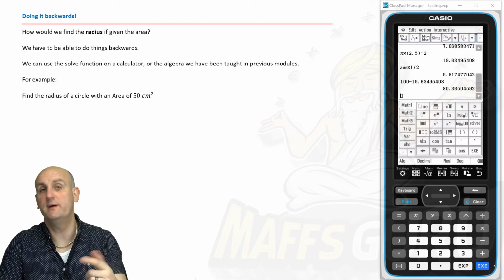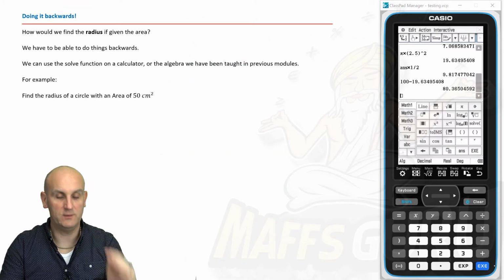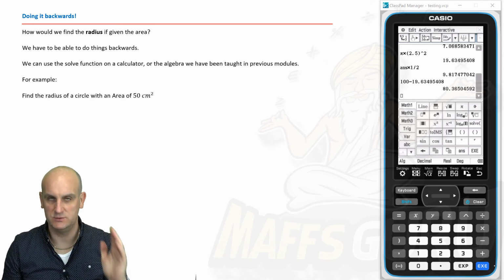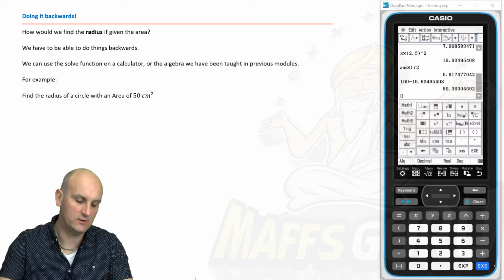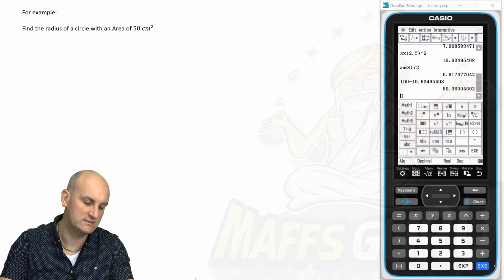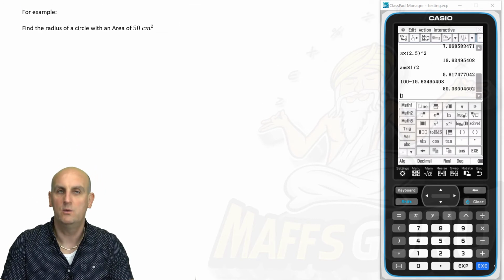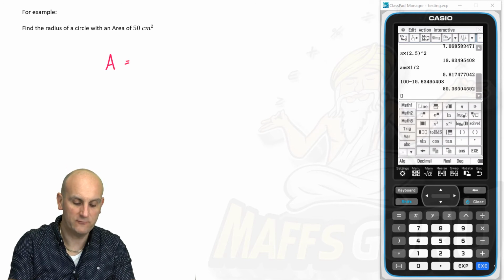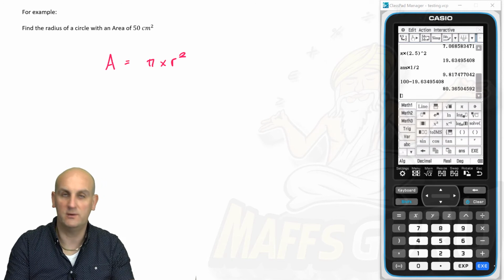Now this is the last part of this video, okay, and we're going to do it backwards, because sometimes they're going to give you the area and expect you to do this backwards. How do we do that? Right, well, here we go. Here's the radius. So it says find the radius of a circle when the area is equal to 50 centimeters squared. Always write your formula, pi times r squared.